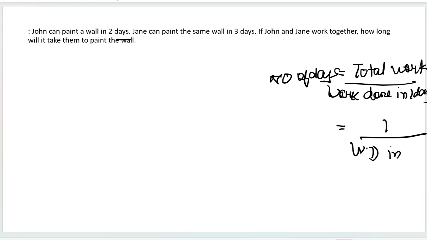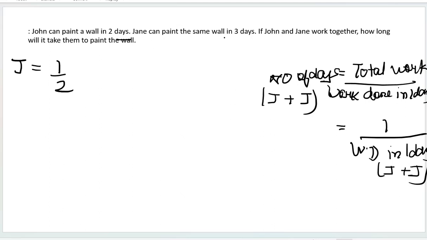Then we have to find the work done in 1 day. Now, if you observe, we are asked if John and Jane work together, how long will it take for them to paint the wall? So, the number of days we have to find is for John plus Jane. And so, therefore, the work done in 1 day should also be of John plus Jane. So what we do is John can paint a wall in 2 days. Therefore, with John, we give the number 1 by 2. Jane can paint the same wall in 3 days. So with Jane, we give the number 1 by 3. This is the way. If it is given as 2 days, we write it as 1 by 2. If it is given as 3 days, we write it as 1 by 3.